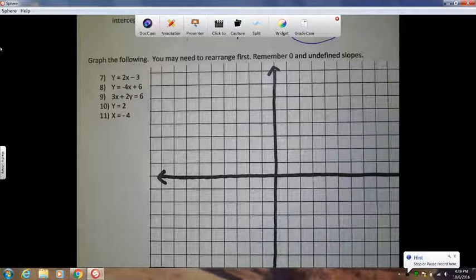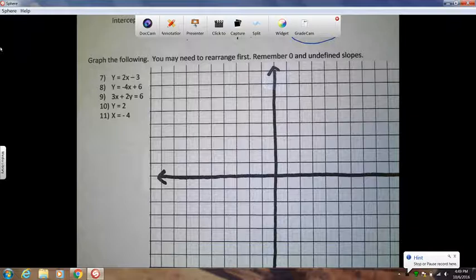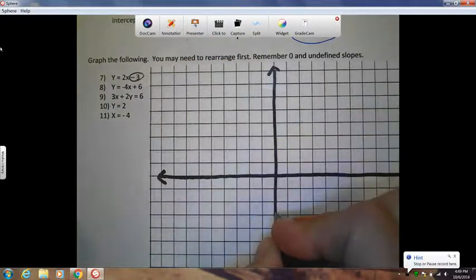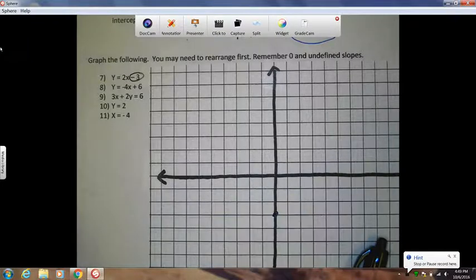Okay, so we're going to graph all these lines here. And we might need to rearrange them. So we want to make sure it's in slope-intercept form. So I have a y equals something x something. So that's good. So first thing I'm going to do is I'm going to plot my y-intercept. So that's -3. Make sure you include the -3. So I go to -3 on the y-axis and put my point. Next thing I do is I look at my slope. My slope is 2.